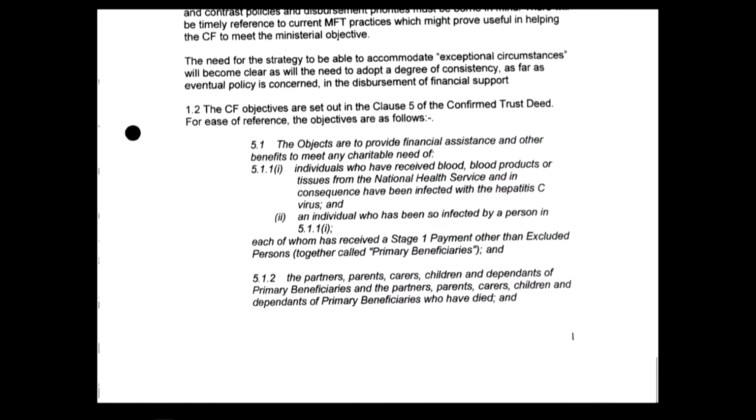Yes. Can I ask you, can we look back at a provision on page 1 of this document and just ask you a question in relation to that? If we look at just before the Charity Commission, the object clause is set out, so the bottom half of the page, the need for the strategy, that paragraph: the need for the strategy to be able to accommodate exceptional circumstances will become clear, as will the need to adopt a degree of consistency as far as eventual policy is concerned in the disbursement of financial support. Where did you understand the term exceptional circumstances to come from?